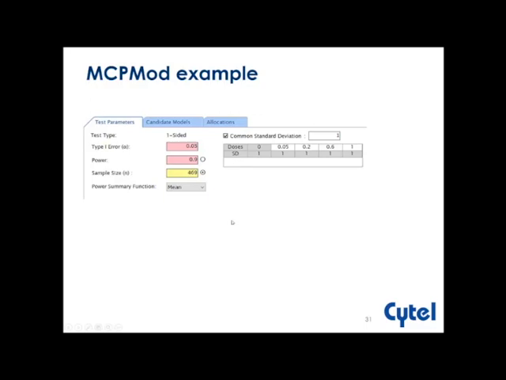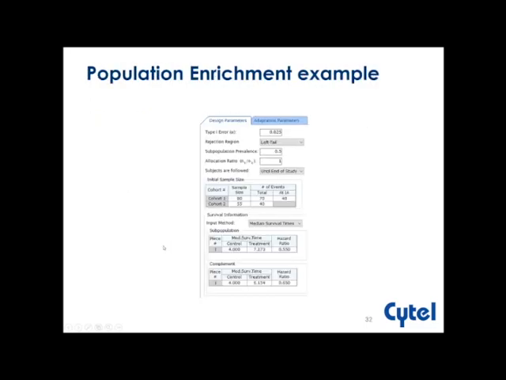Okay, so that's very quickly the MCPMod demo. Let's move on to the population enrichment example. And this is going to be similar to the case study that Pantelis presented. I'm going to try to simulate it as close as I can in EAST. So in this trial, we have a binary biomarker where, you can see the subpopulation prevalence here, around half of the population is assumed to be biomarker positive.